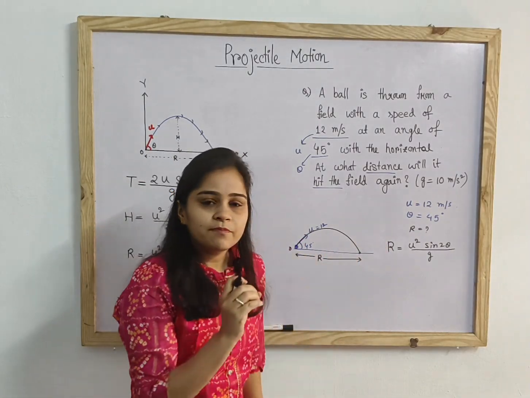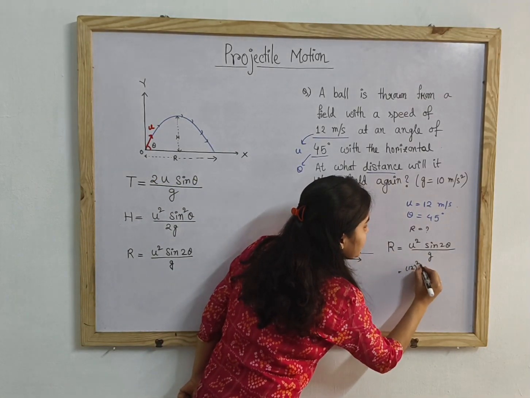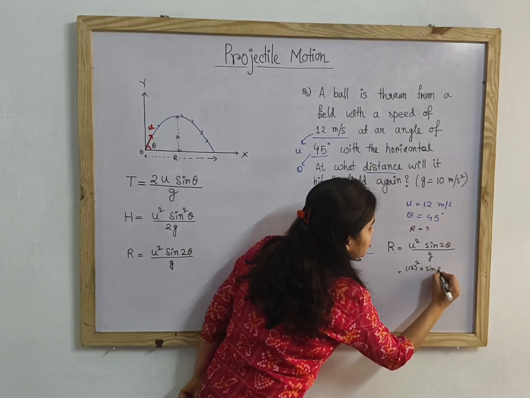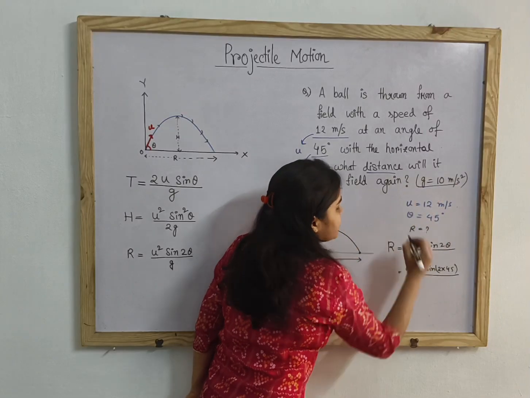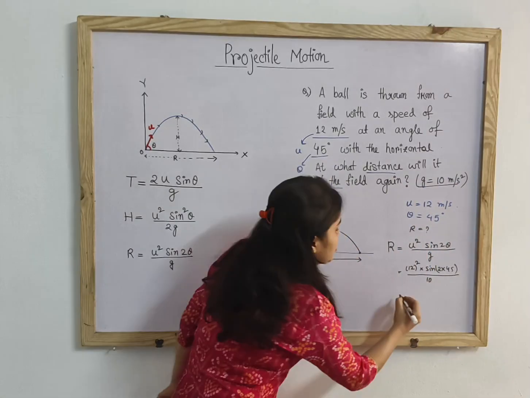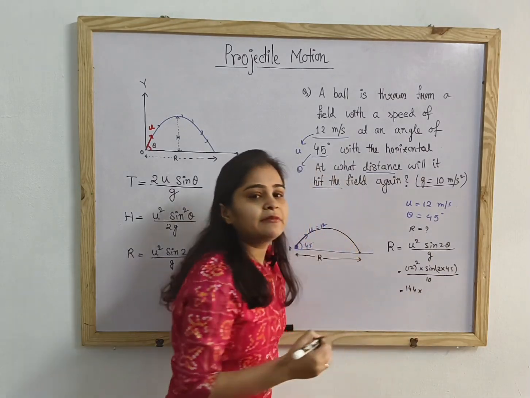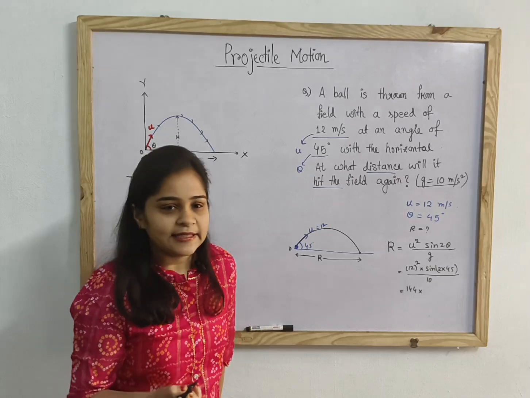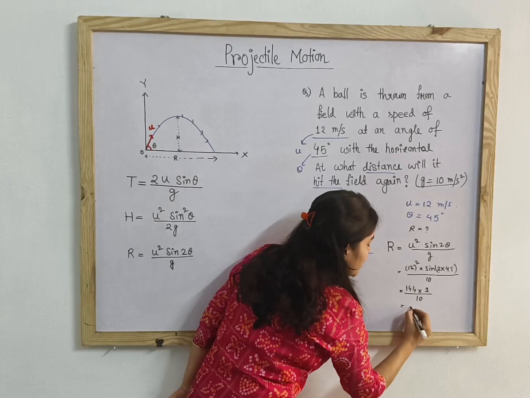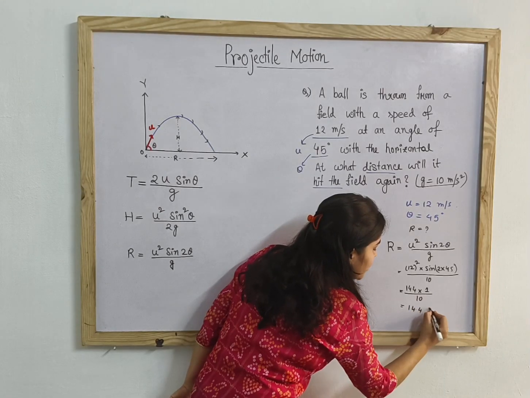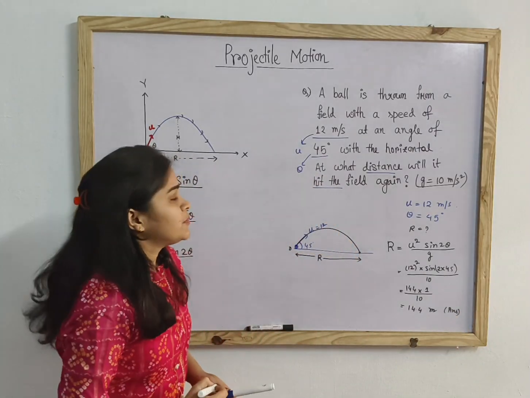This is simple formula substitution. The value of u is 12, so 12 square sine 2 theta, that means sine 2 into 45 degrees, and in the question g is given as 10, so you can take g as 10. 12 square means 144. Sine 2 into 45 means sine 90 degrees. You know the value of sine 90 degrees is 1, so you put 1 and 10. So you are getting 14.4 and the unit is meter. This is your answer. So this is a simple question from projectile motion.